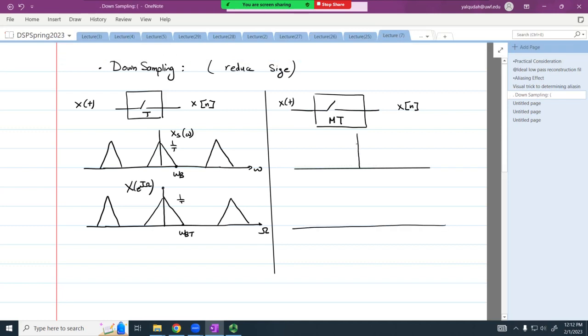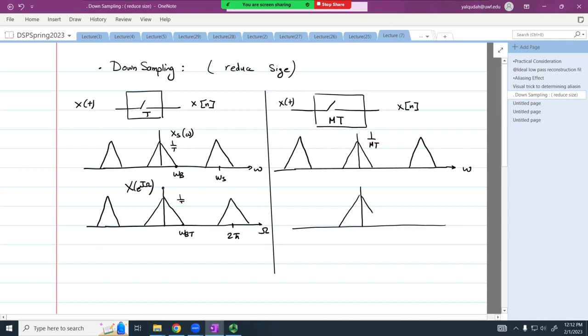So the spectrum is going to look something like this. Instead of 1 over T, now it's going to be 1 over M multiplied by T, isn't it? It's going to divide by that sampling. And now it's going to repeat the same thing. This is omega s. This is omega. This is 2 pi. Now I can also plot X of e to the j omega.